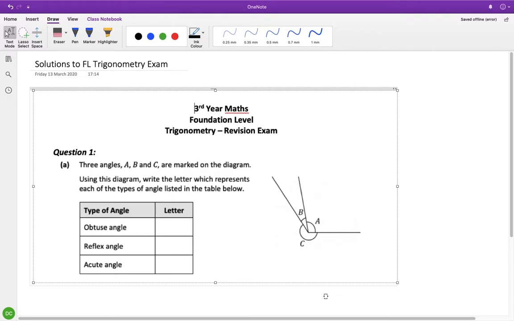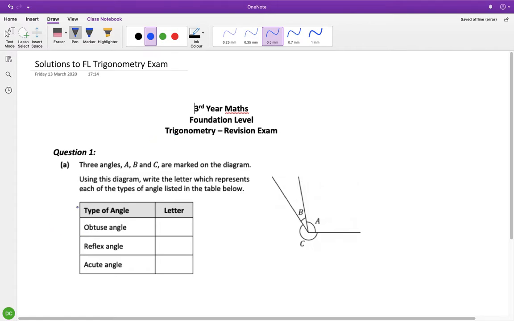Foundation trigonometry exam. So the first one here: 3 angles A, B, C marked on the diagram, and using the diagram write the letter which represents each of the types of angles listed below. So start with obtuse. An obtuse angle is an angle that is bigger than 90 degrees but less than 180, so that would be B.